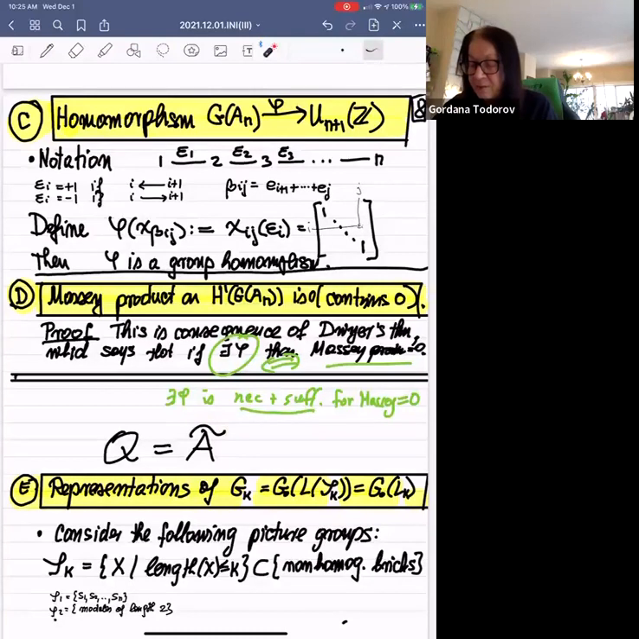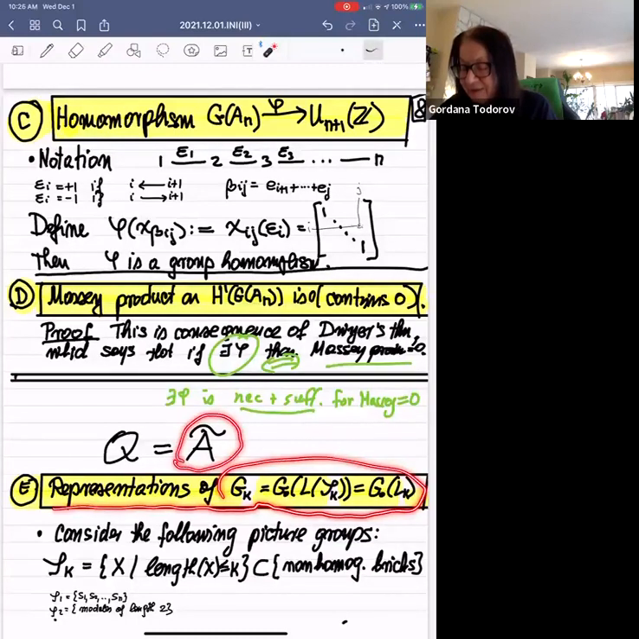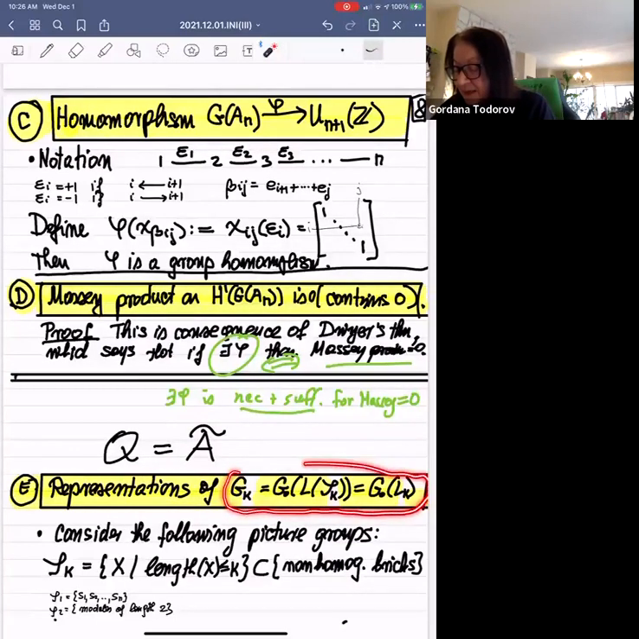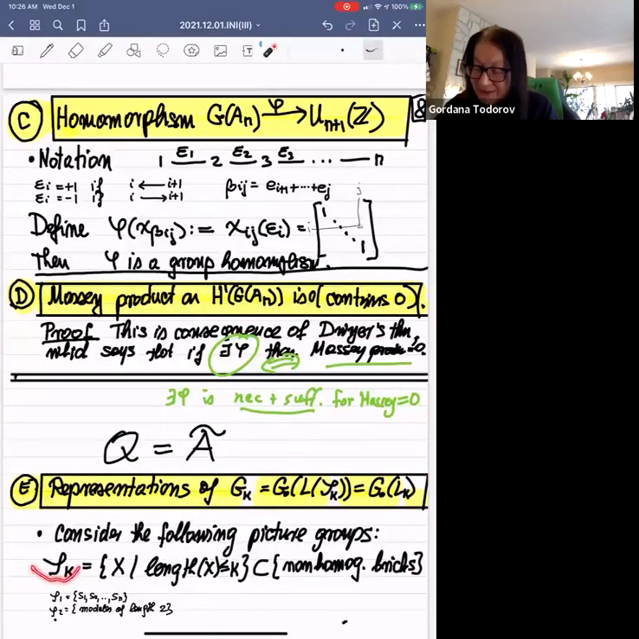And I want to talk about representations of those groups. In order to get to A-tilde and the group associated to A-tilde, we have all these groups in the steps in between, which I call GK. So GK is a picture group of LSK, which was this. I'm just going to modify SK slightly.